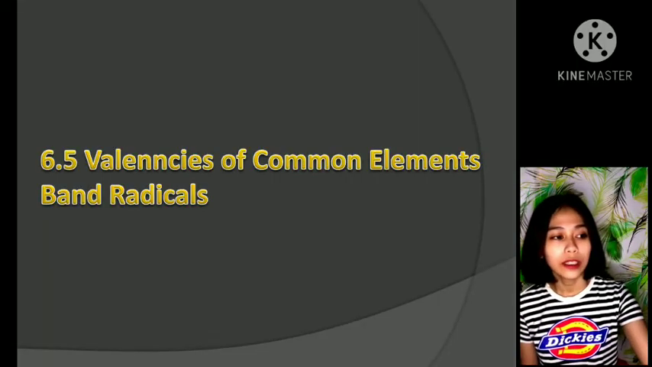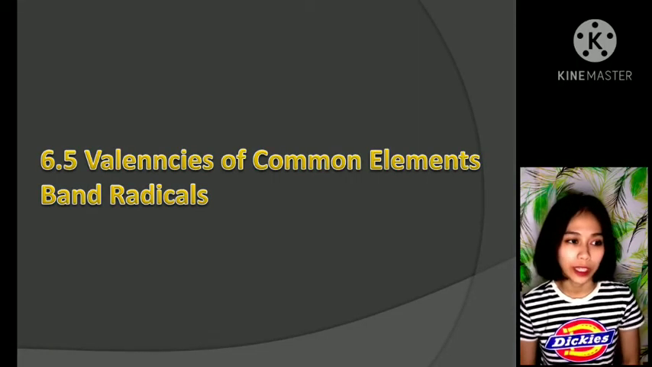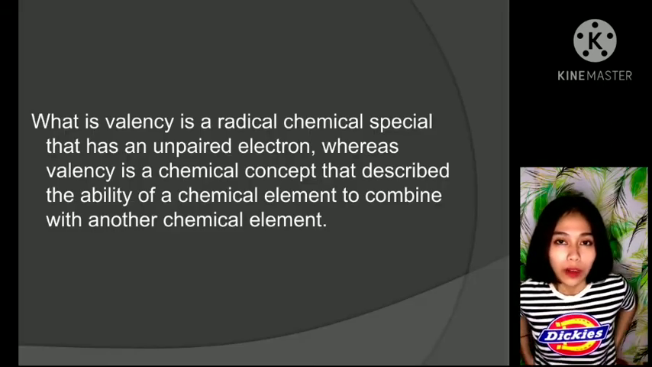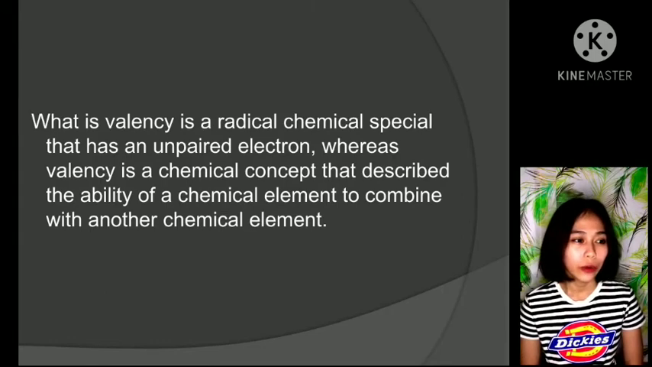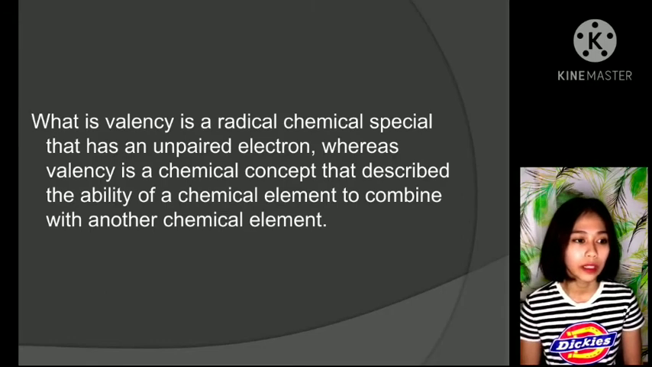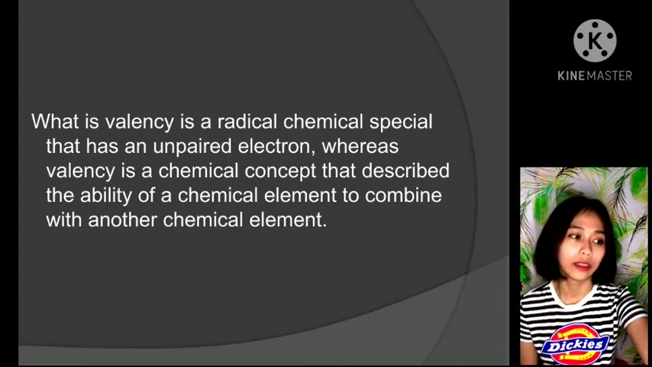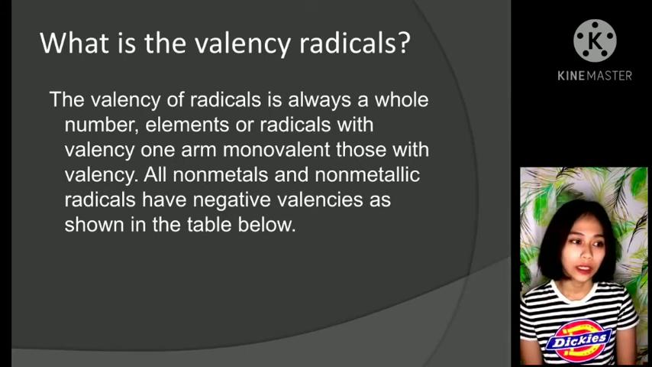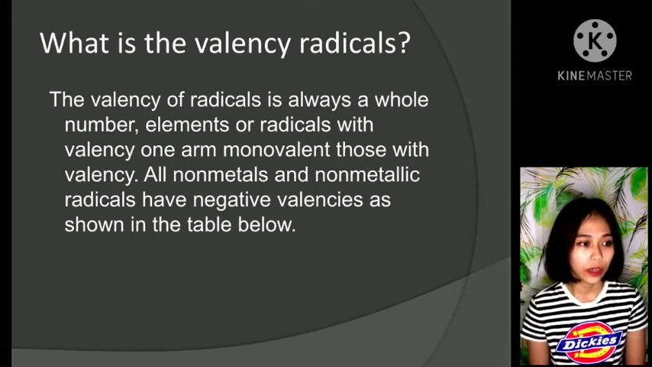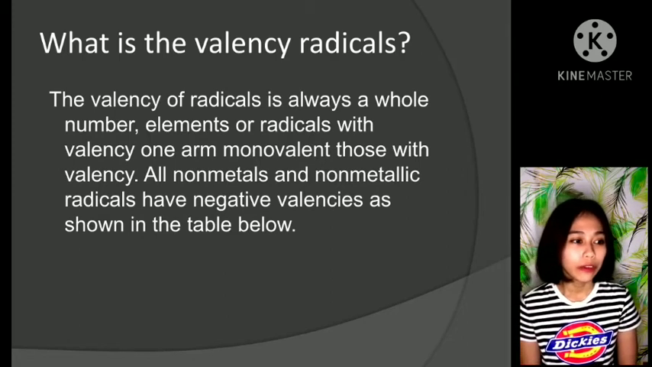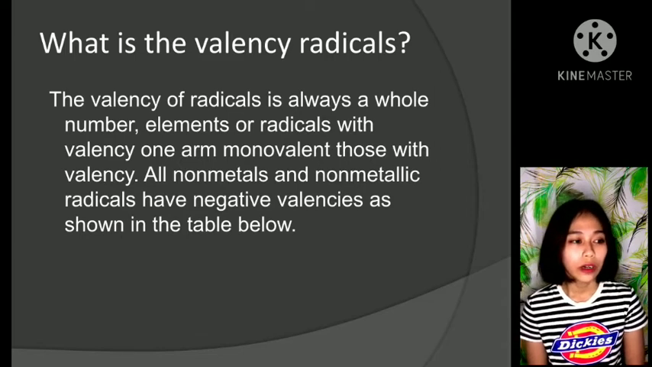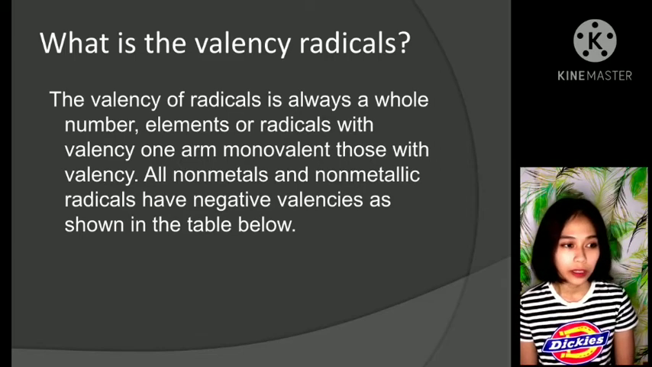6.5 Valencies of common elements and radicals. What is valency? A radical is a chemical species that has an unpaired electron, whereas valency is a chemical concept that describes the ability of a chemical element to combine with another chemical element. The valency of radicals is always a whole number. Elements or radicals with valency 1 are monovalent. All nonmetals and non-metallic radicals have negative valencies, as shown in the table below.